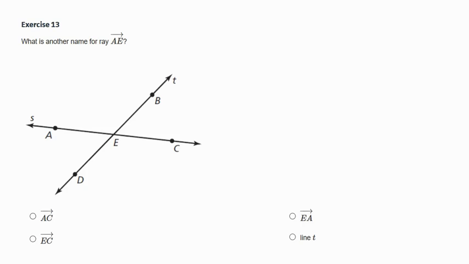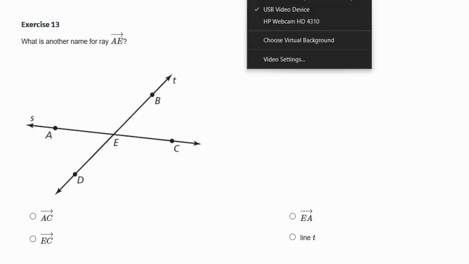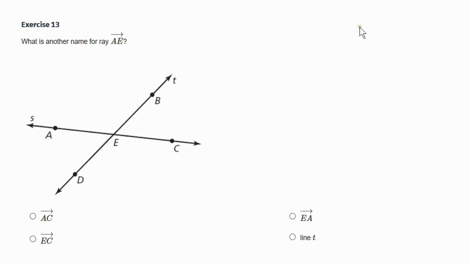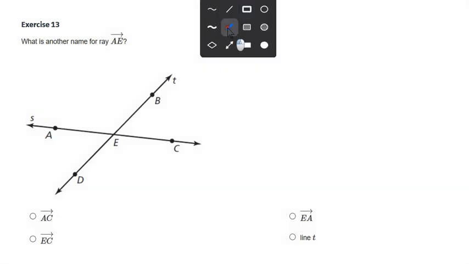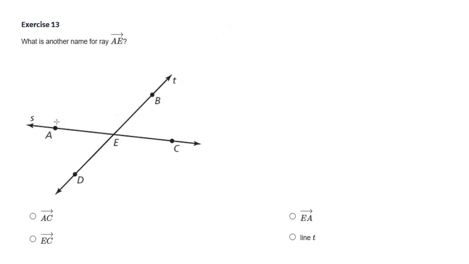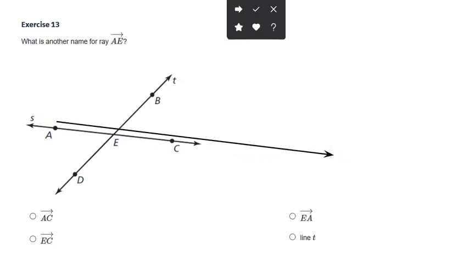Another name for AE. So ray AE would start here at A and go through E. But remember, it's infinitely long. I could draw it this long. The point is, it has a point at E.